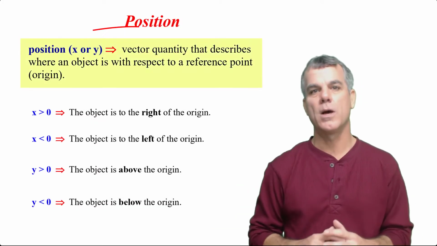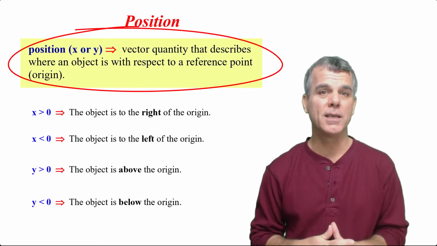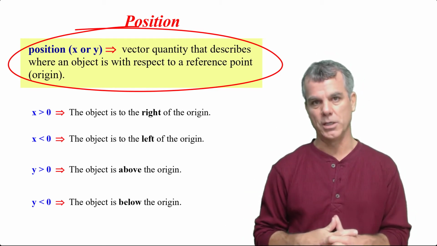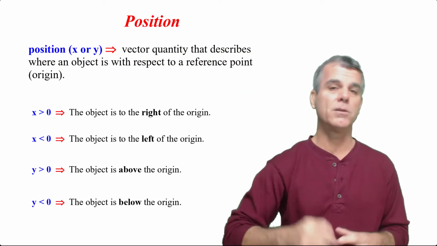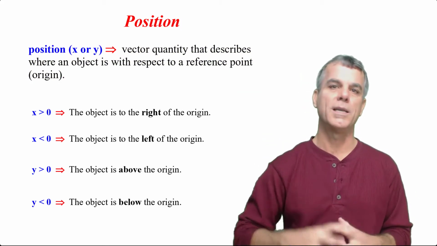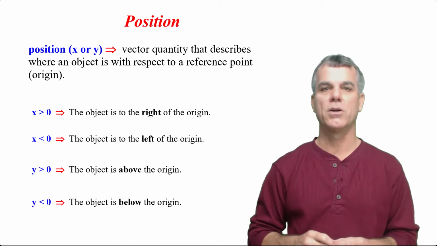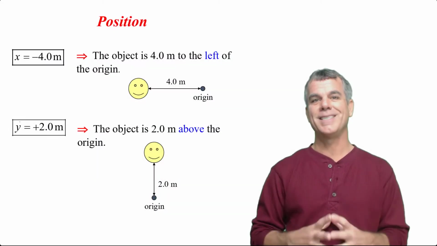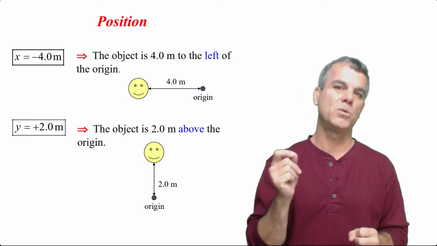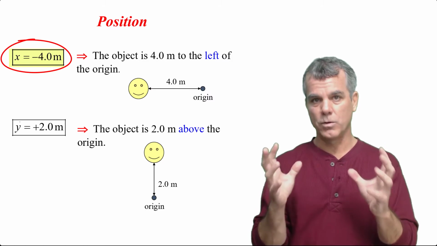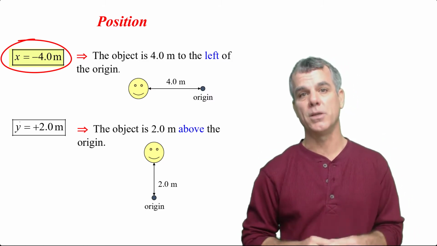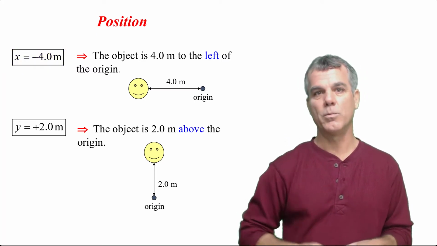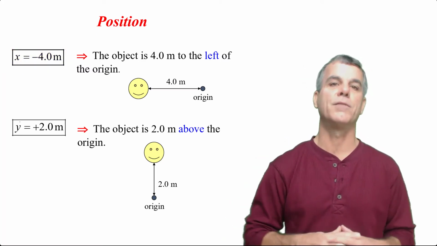Position is a vector quantity that describes where an object is with respect to a reference point that we generally call the origin. Position is measured in meters, and we use either x or y to indicate position. X if we're talking about horizontal motion, y if we're talking about vertical motion. So if I said something had a position of x equals negative 4 meters, the 4 meters, the magnitude, is the distance from the origin, and the plus or minus indicates a direction. Negative 4 meters would mean 4 meters to the left of the origin.